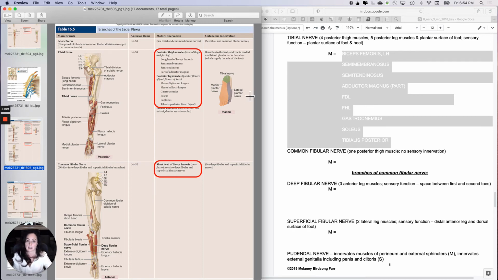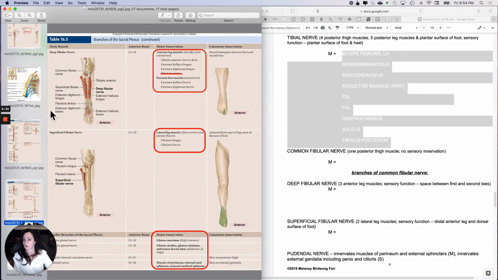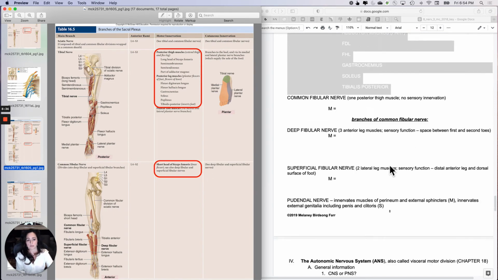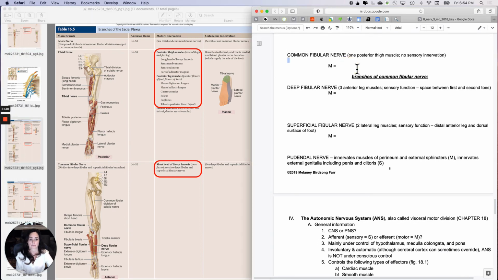And then look at what it does as far as the sensory function. Plantar surface of the foot and the heel. Okay, so that's what it gives rise to, because this actually branches into all 3 of those. So all of those are from the tibial nerve. Okay, and then the common fibular nerve, right here, does one of the posterior thigh muscles that we didn't get yet. And that's the short head of the biceps femoris. Okay, took care of that one as it was going by. And then no sensory innervation.